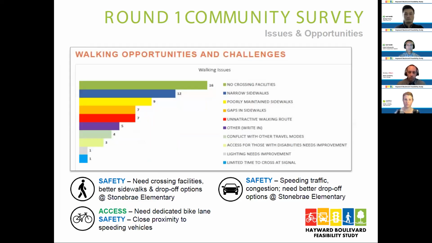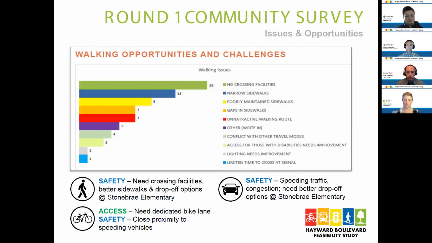So we asked specific questions regarding walking, bicycling, and vehicular. And so here's just showing the walking opportunities. One of the major challenges to walking was no crossing facilities. In all categories, pedestrian, bicycle, and auto, safety was a big concern. So how can we make the street feel safer?